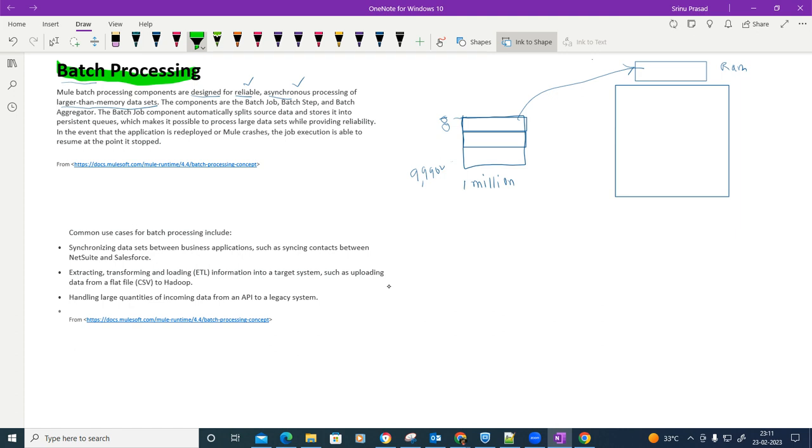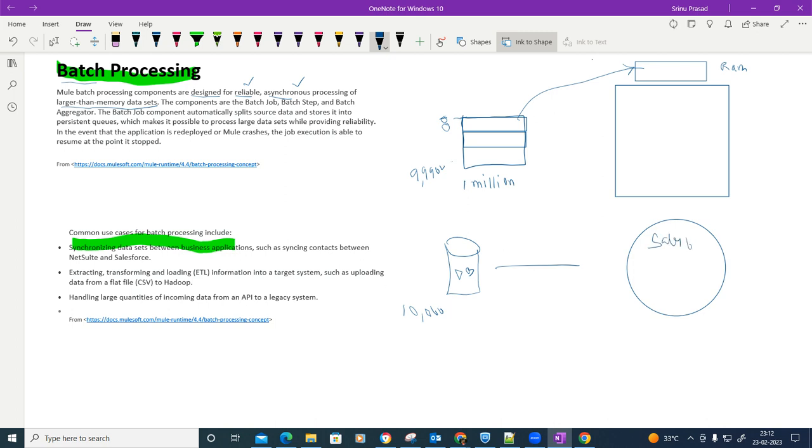And in what use cases do we use batch processing? Batch processing is majorly used for synchronizing data sets between different applications. For example, you already have a database and you want to transfer the data to Salesforce, which is a regular, usual use case. Every day 10,000 records are loaded into the database, and you want to process the records and load them to Salesforce. This is one of the use cases we usually do.